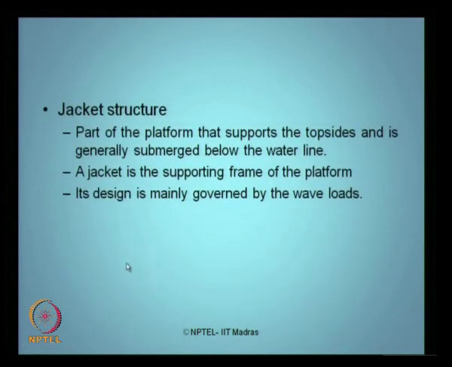Jacket structure is the part of the platform which supports the top side. It is essential in the assembly of steel jacket pipes. Jacket is the supporting frame of the platform. It is designed mainly for encountering lateral forces from the waves.